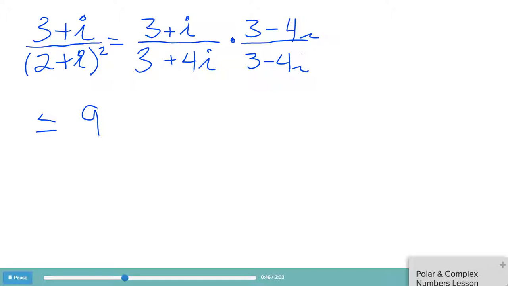9 plus 3i minus 12i is minus 3i, plus 4. So my numerator is 13 minus 3i. Did you get that for your numerator? I ended up getting 13 minus 9i, so I may have done something. Well, let's see.